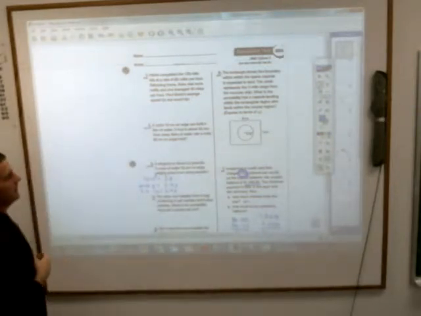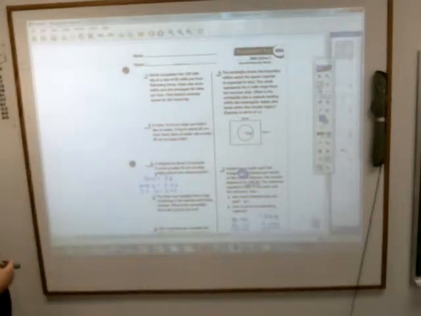A cube 10 centimeters on edge can hold 1 liter of water. A foot is about 30 centimeters.